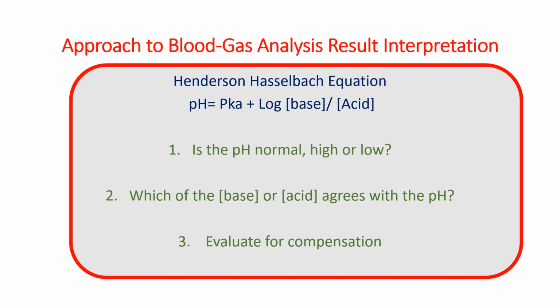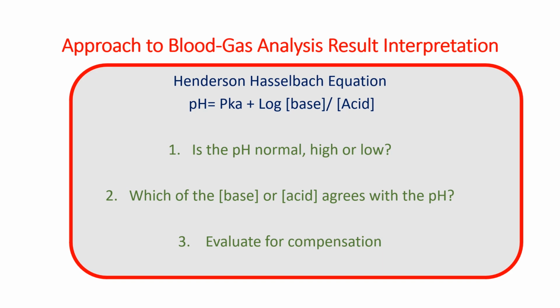To conclude this lecture, I want to talk about the approach to blood gas analysis in terms of interpreting the results and arriving at an appropriate diagnosis for affected patients. To start with, I would like to remind us about the Henderson-Hasselbalch equation, which says that pH is equal to pKa plus log of the conjugate base over the concentration of the weak acid, meaning that pH is directly proportional to the concentration of the base, while it is inversely proportional to the concentration of the acid.